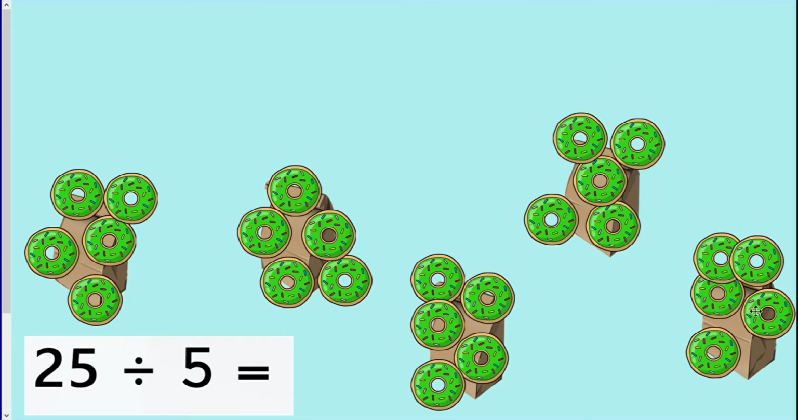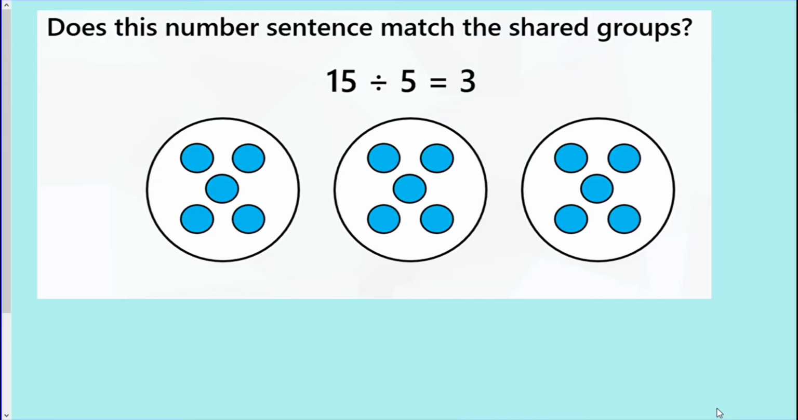Right, this group's got 5, this group's got 5, this group's got 5, 5, 5. So it is equal. Now we can see here the 25 donuts shared equally between 5 bags equals 5 because we have 5 donuts in each bag here. Now practice some of those with your adults at home. See what you can come up with and take pictures on Tapestry. But let's just address something here with our reasoning task.